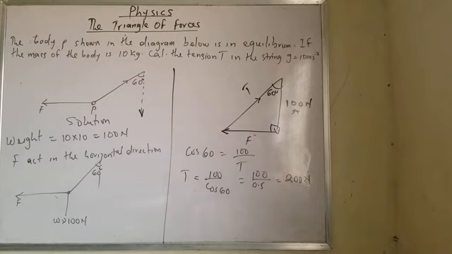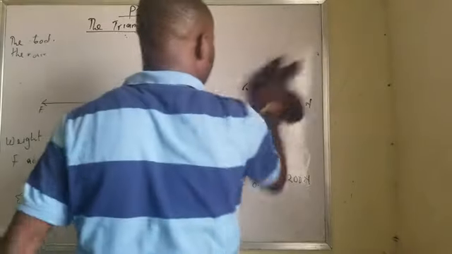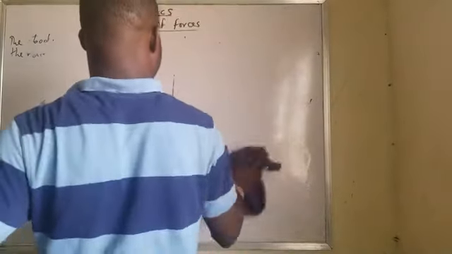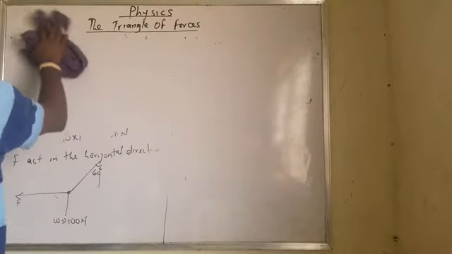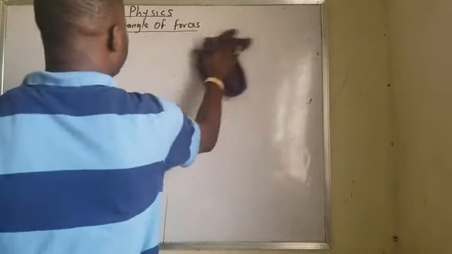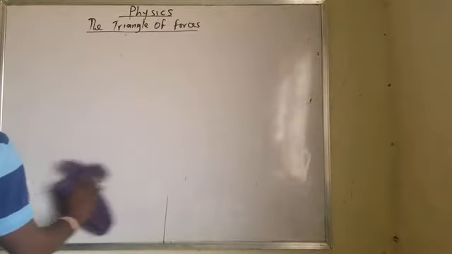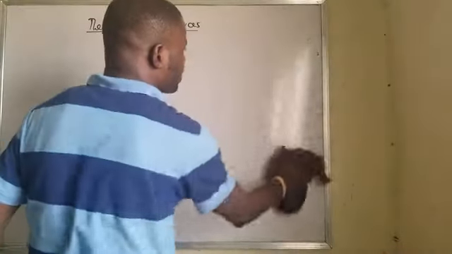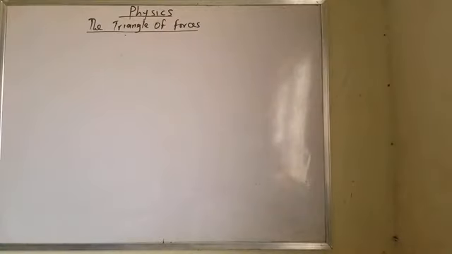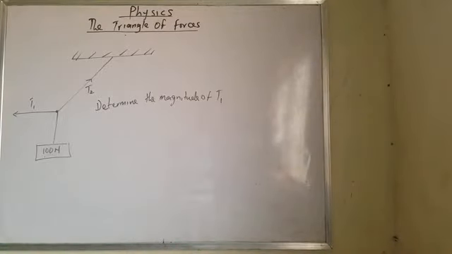Now, let me try to show another example. Okay, look at this problem also. That will really help us. Now, look at this problem. It's a very simple one. Let's try to work it out. You have to determine the magnitude of T1, which is going to be here, which is very simple.